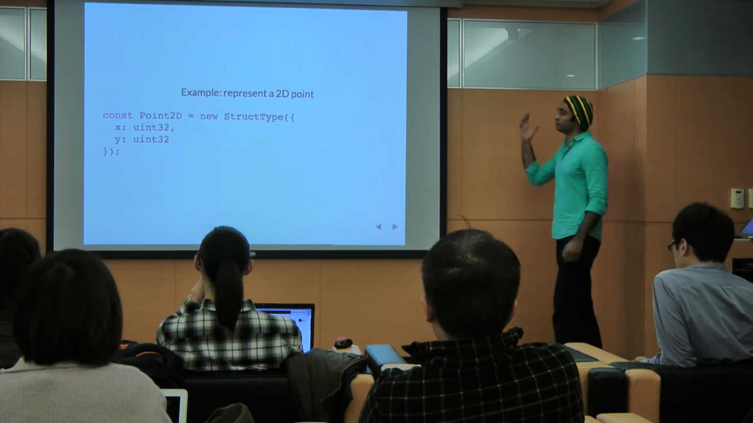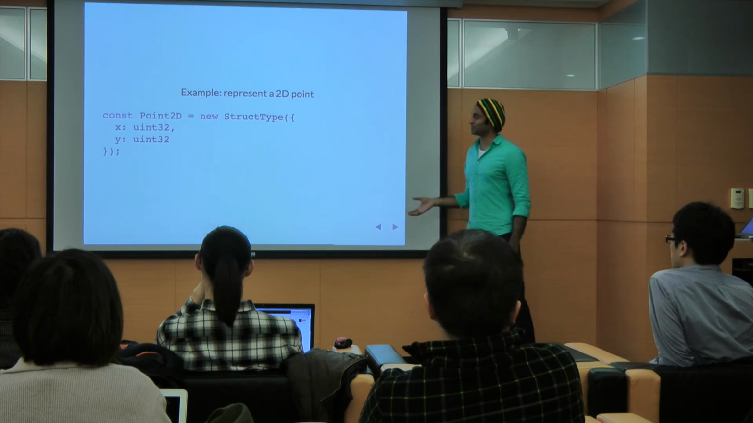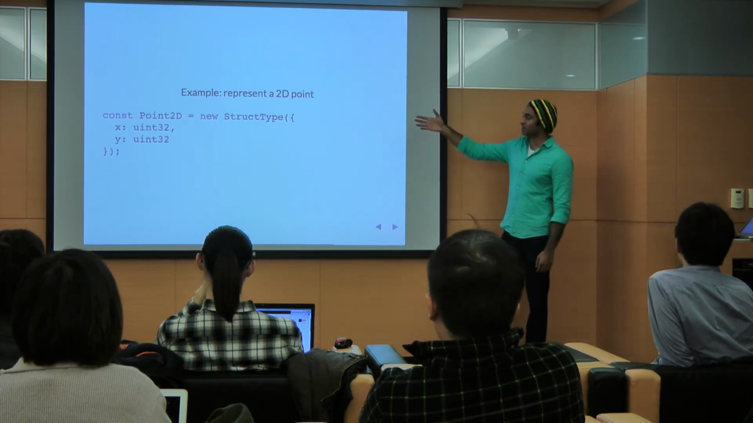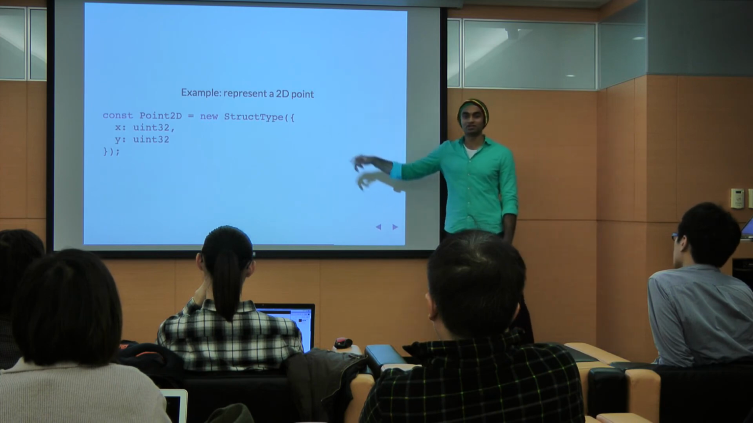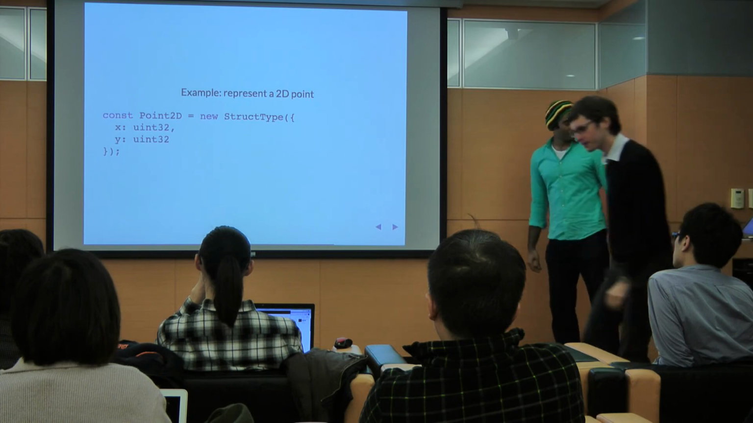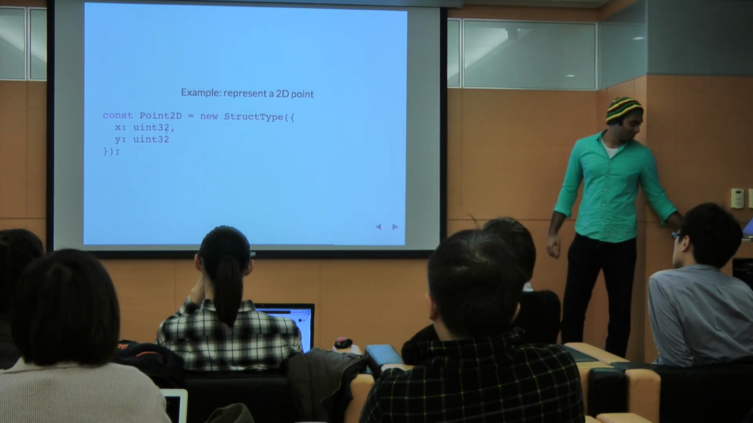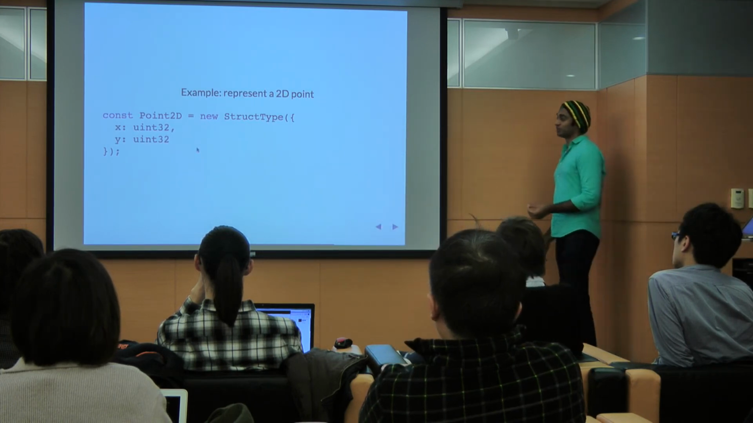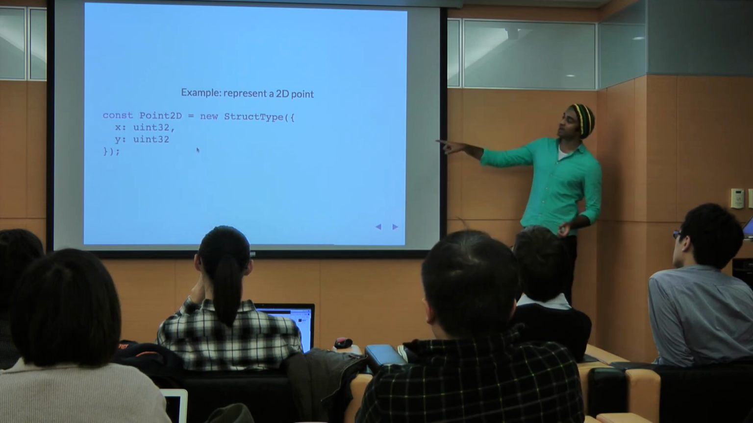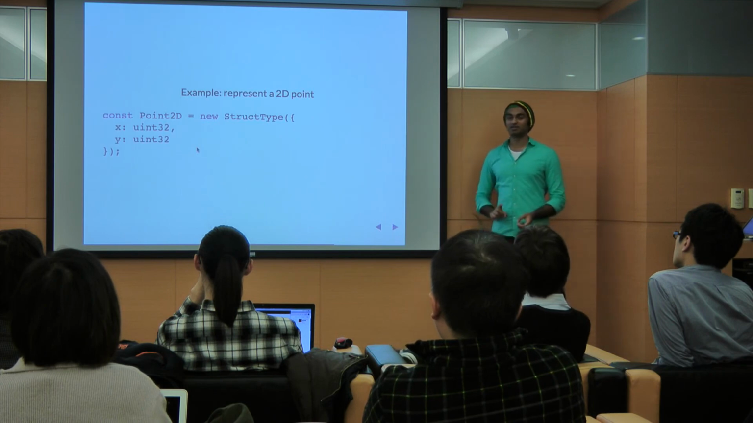So this is how you create a typed object. It's called struct type. So they've even borrowed the same word from C. In C, you have structs and unions. Oh yeah, uint32. This basically means a 32-bit unsigned integer. So it takes up 4 bytes in memory. So that means the total size of one of these objects is 8 bytes in memory.